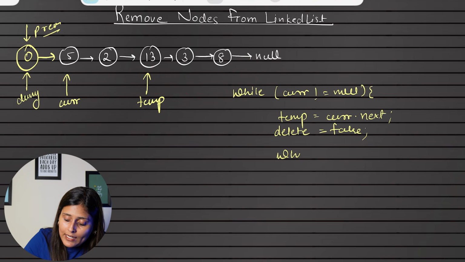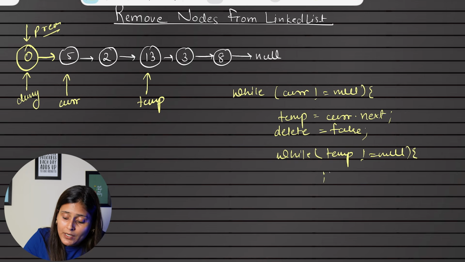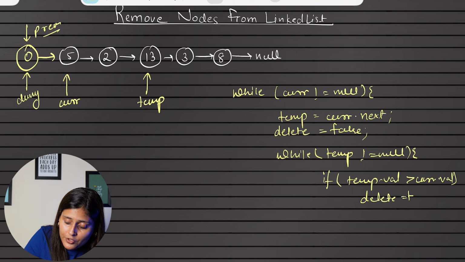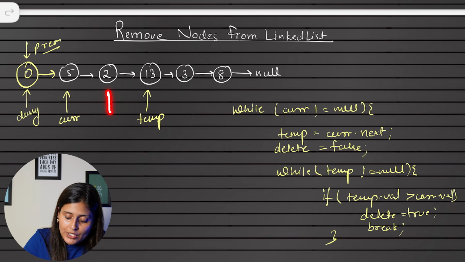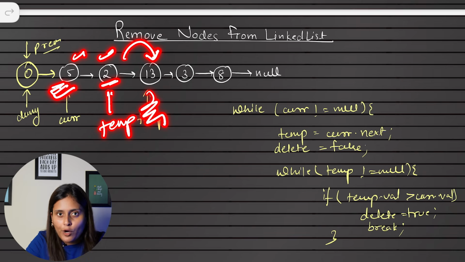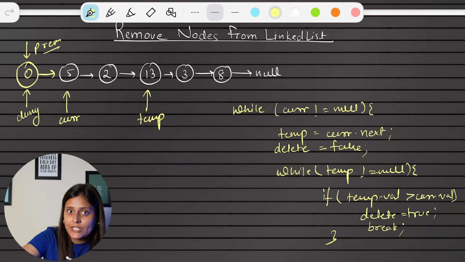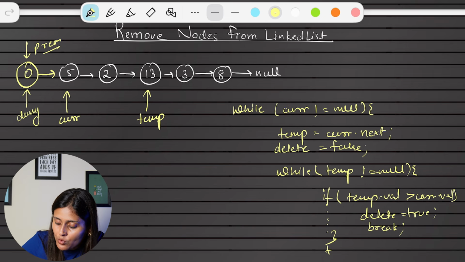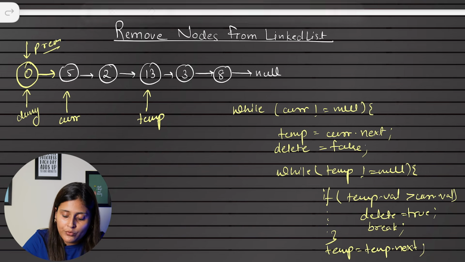Correct. Now we have to keep running the temp ahead until the temp becomes null. So while my temp is not null, keep running, but first check: is my temp value greater than current value? If it is, then mark the flag true and break the loop. Temporary was initially here. Is this temporary greater than current value? No, it is not. Then should you move current ahead or temp ahead? For sure temp ahead, because you are looking for a next value which is greater than 5. So if not, just move your temp ahead: temp is equal to temp.next.